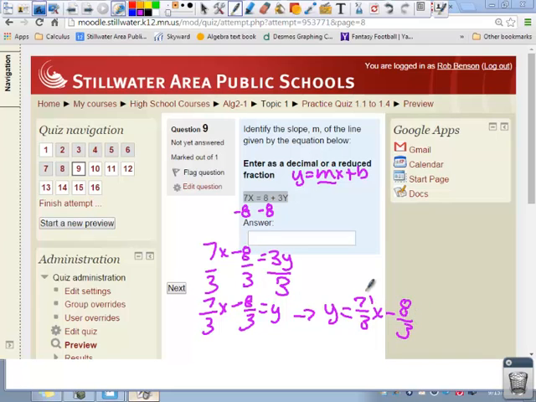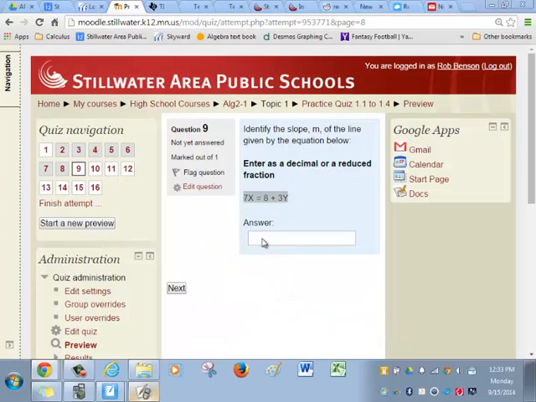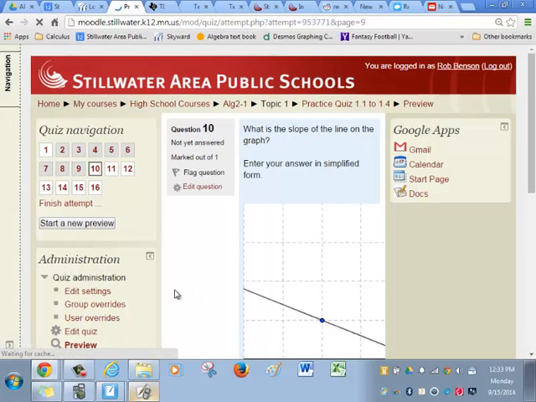Thus, my slope is 7 thirds. So I'll put that in. Identify the slope. Yep, that's what it wants me to do. Now in this, you could put m equals 7 thirds or just 7 thirds. I'm going to put the just 7 thirds option right there. Moving on. Well, this is going pretty well, I think.